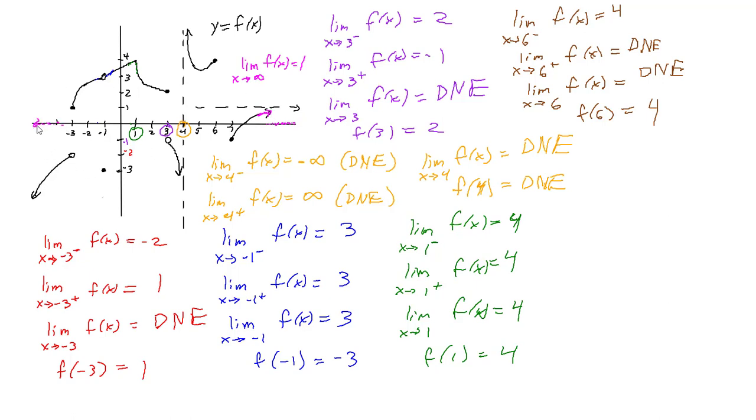As x approaches negative infinity, if you look at this graph, your y values are also going toward negative infinity. So if we write that out, we just have the limit as x approaches negative infinity of f of x is going to go toward negative infinity.